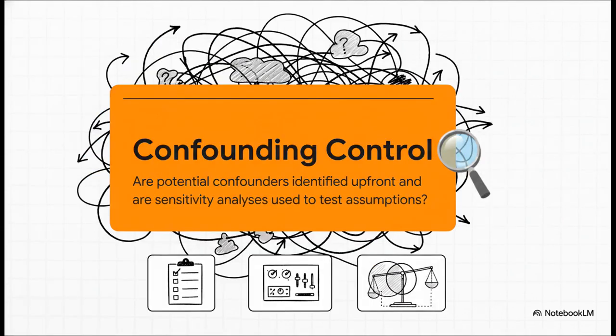Simple as that. And now for the big one in RWE, the elephant in the room, confounding. See, since patients aren't randomly assigned to treatments in the real world, a million other factors could be influencing the outcome. A truly rigorous study tackles this head-on. It identifies potential confounders right up front, it explains exactly how they were controlled for, and then, and this is key, it pressure tests those assumptions with something called sensitivity analyses. Honestly, this is where a lot of studies fall short.